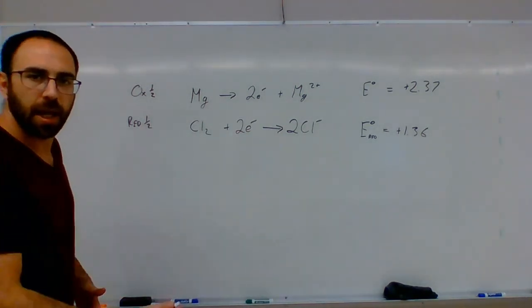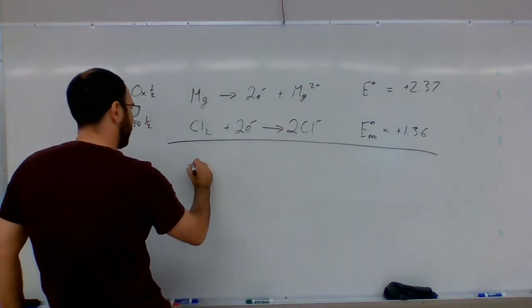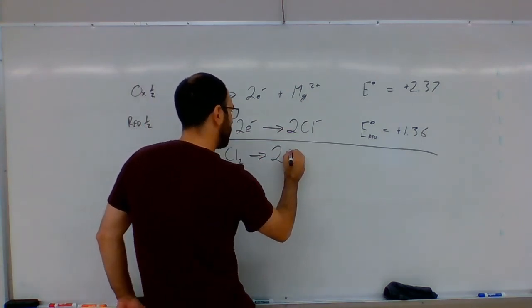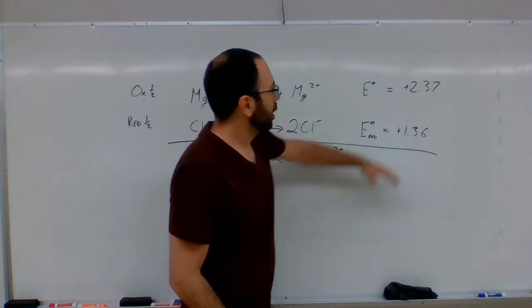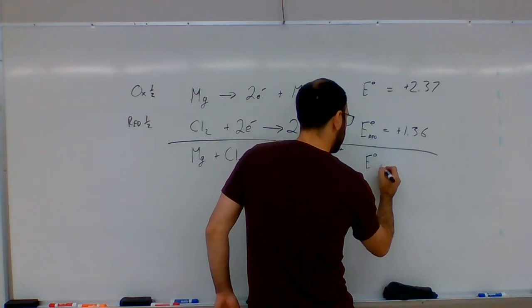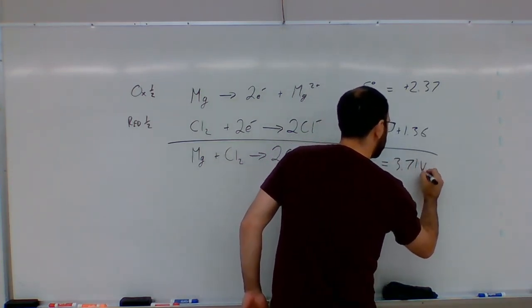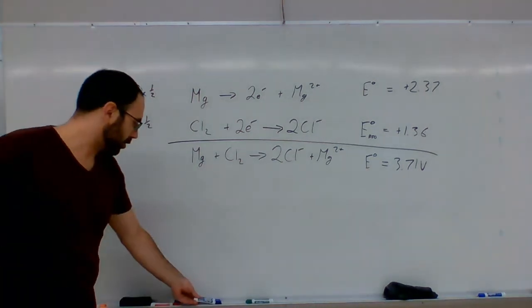If we combine these, we have magnesium metal plus chlorine gas giving us 2 Cl minus plus our Mg2 plus. We can add these two up and we end up with an E naught for the cell equal to 3.71 volts. Okay. That's our preferred reaction. That is the end of our lesson on electrochemical cells.